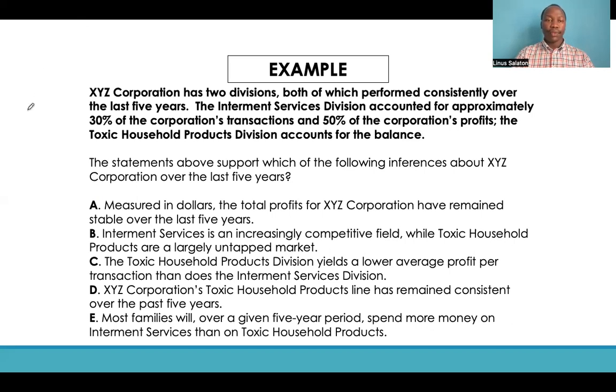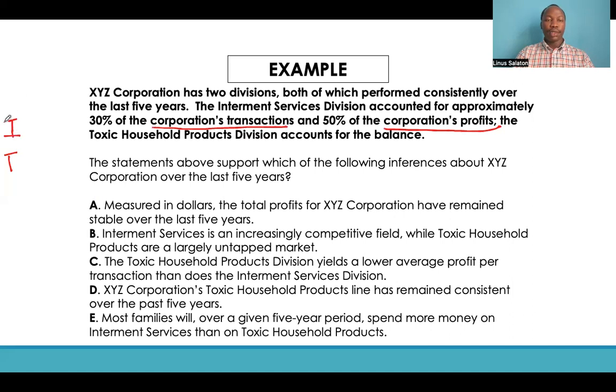So we are being told that we have 2 divisions, that is the Interment Services Division and the Toxic Household Products Division. I just note it down. So then we are provided information about the contribution to transactions and the contribution to the corporation's profits.